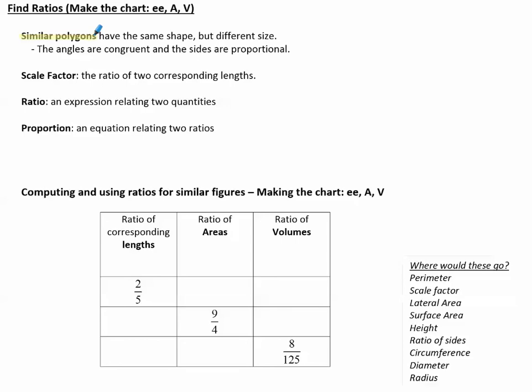Similar polygons. These similar polygons have the same shape, but different size. The angles are congruent and the sides are proportional. A scale factor. We've seen that word before when we've talked about a dilation. Remember the word dilation? A dilation stretches or shrinks the object, making the objects similar. The scale factor is the ratio of the 2 corresponding lengths.